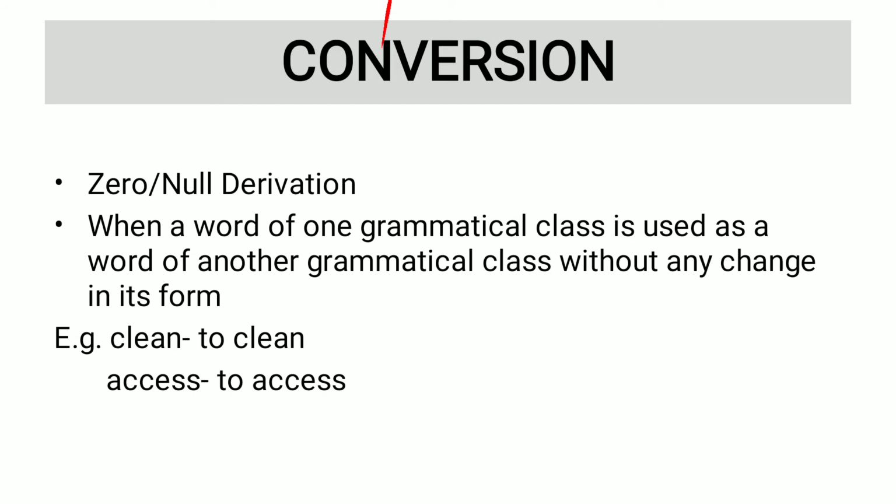Another word formation process is that of conversion. Here, the form of the words remains the same, but there is a change only in the grammatical class. So we call it zero or null derivation because there is no derivation in the form, but only the grammatical class is the one that changes. For example, we have noun clean to verb clean, or access to access.